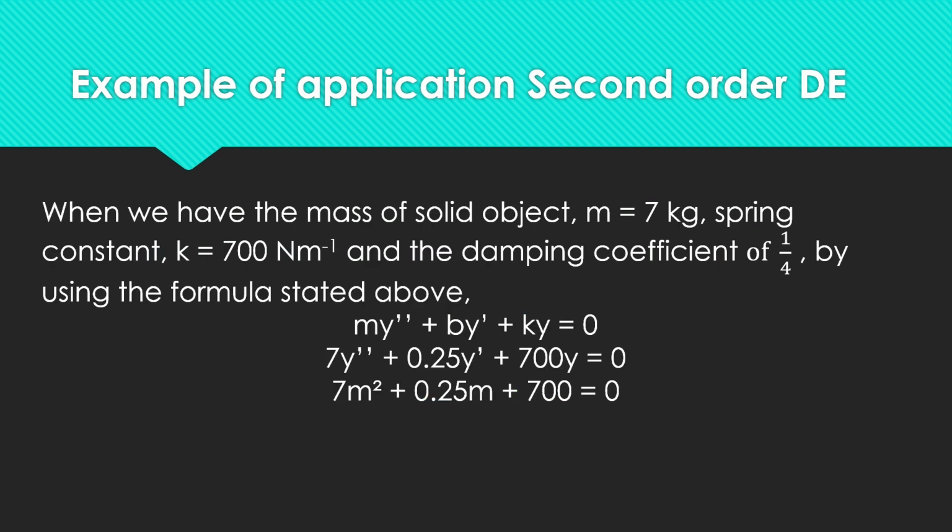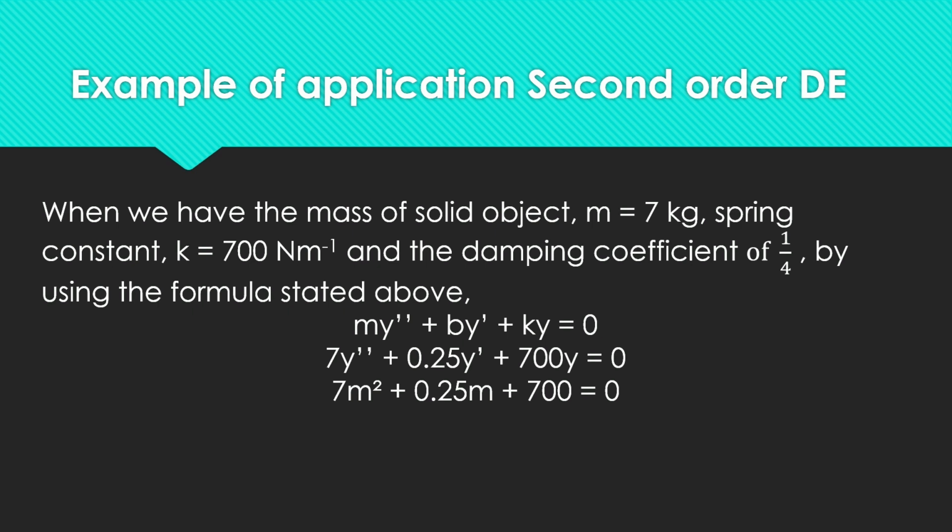To further explain, let us take an example. When we have the mass of a solid object m equal to 7 kg, spring constant k equal to 700 Newton per meter, and the damping coefficient of 1/4 or 0.25, we can substitute the values into the formula stated above.